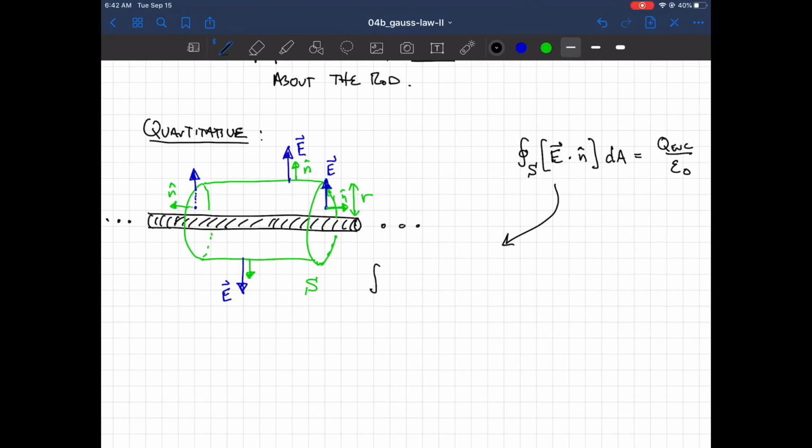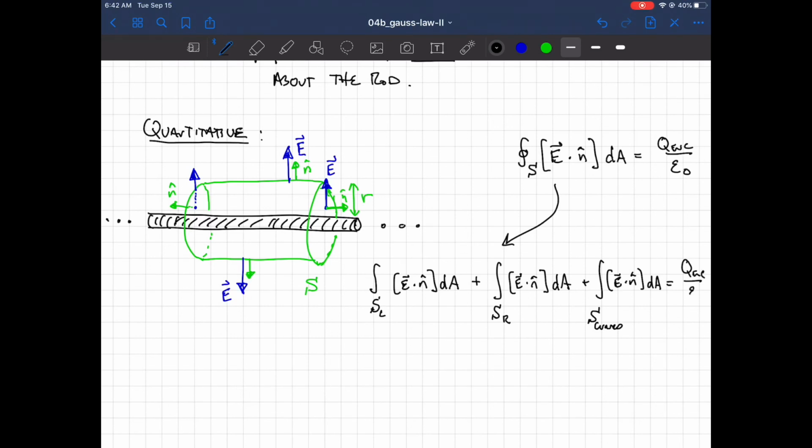So it's going to be the integral over, let's call it surface left, of E dot n dA, plus the integral of surface right of E dot n dA, plus the integral of surface curved, meaning the sides of the soup can, of E dot n dA, and that's Q enclosed over epsilon naught.